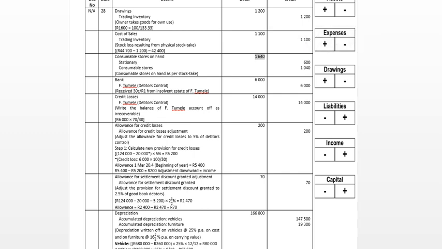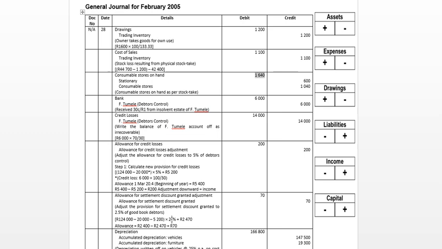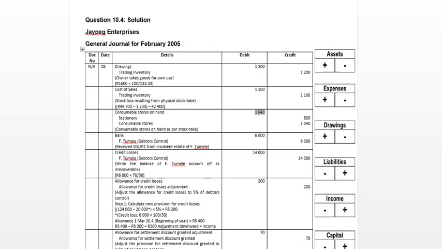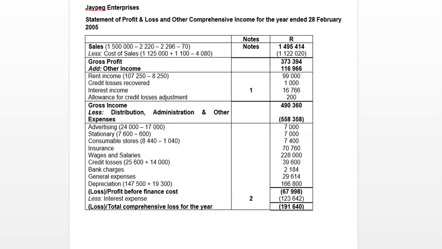So in total, we will then debit our asset, being our consumable stores on hand account, which increases. Okay, so that's looking at all of these adjustments and how we account for it in our general journal. Next, what we need to do is we now need to take this information and we need to input it within our financial statements. So let's start with our statement of profit and loss and other comprehensive income.